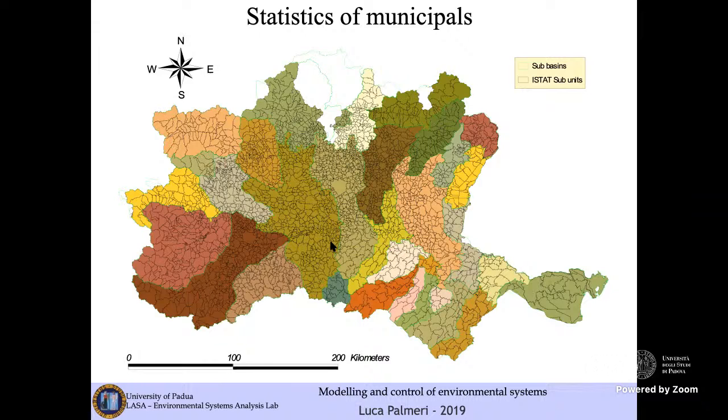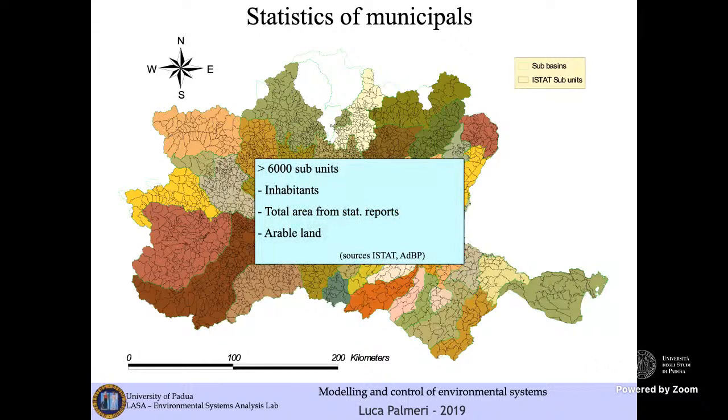So we had several layers concerning, for example, the ISTAT subunits, and several layers concerning, for example, the agricultural subunit. And then we had to make some kind of GIS calculation in order to decide which portion of the figures contained in the more than 6,000 ISTAT subunits pertained to the different hydrological subunits or catchments, subcatchments.